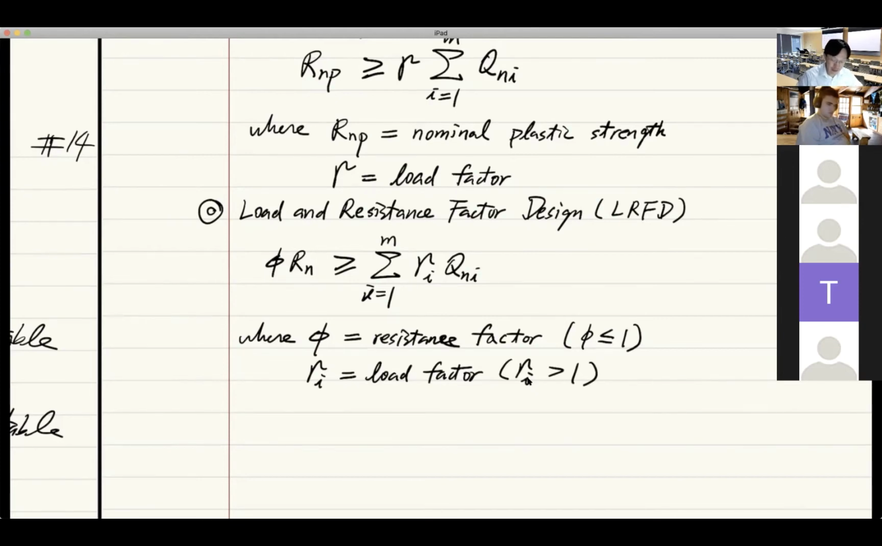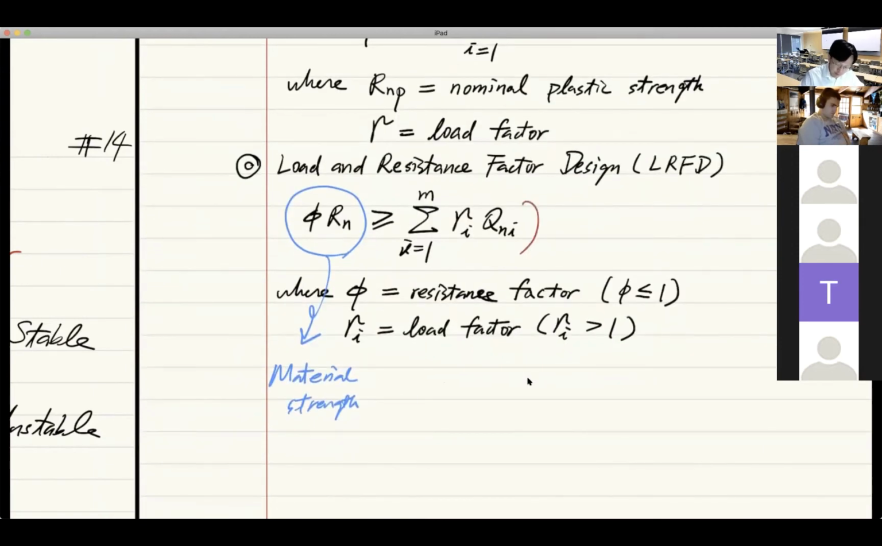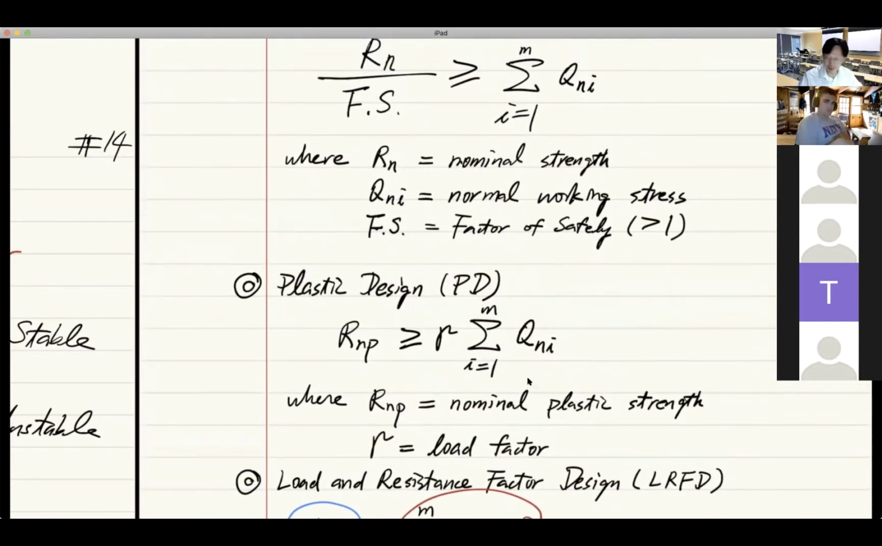Whatever on the left-hand side is about material strength. So this is the design concept. This is material strength. And on the right-hand side, everything here is what we call external loading. This is the same thing with all other design philosophies.